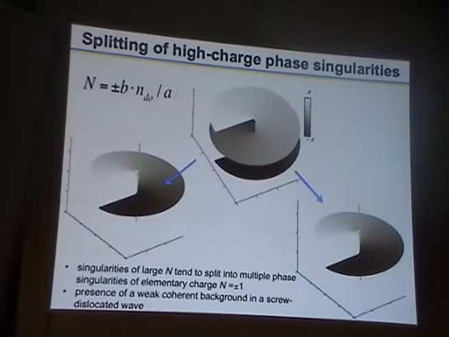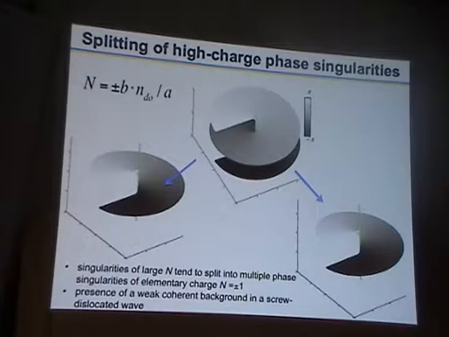So we can this way establish a simple relation between the Burgers vector of the dislocation we work with, the number of the diffraction order, as well as the charge of the optical vortex that we obtain.